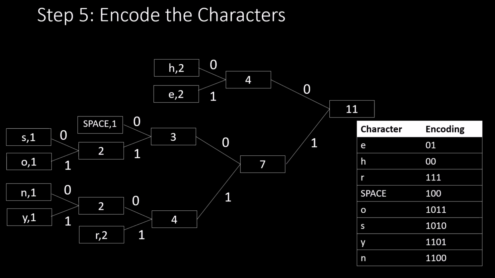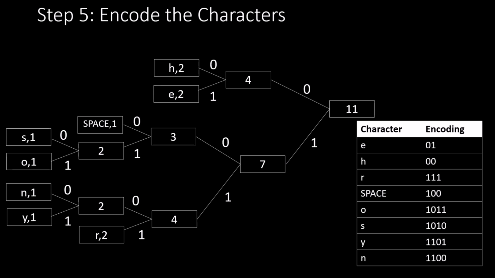So let's start with E. If we follow the path, we go along 0 and then we go 1. Therefore E is encoded as 0, 1. H, we go 0 and 0, so that's simply 0, 0 for H. R is encoded as 1, 1, 1. Space is encoded as 1, 0, 0, and so on and so forth until you have encoded all of your characters.